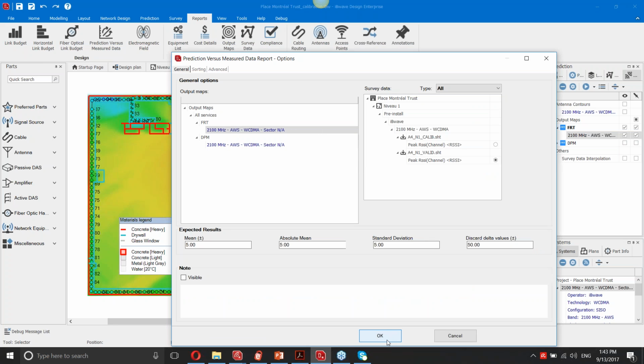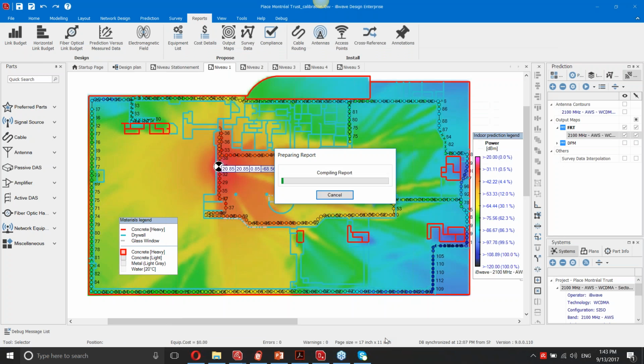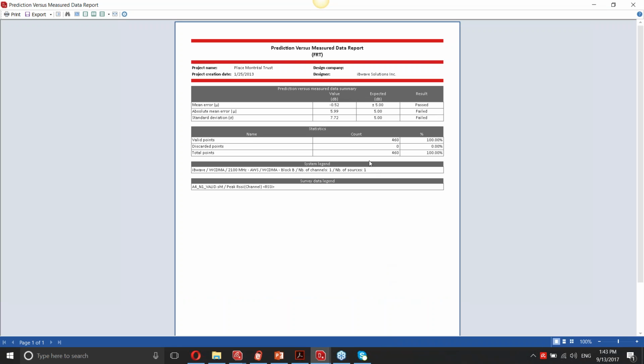Remember, we had 8 and 9.5 as values. So now, instead of 8, I have 6 as a mean error. Instead of 9.5, I have 7.7. I have improved about 2 dB for absolute mean error and standard deviation. And this is standard. This is what you would expect, between 1 and 3 dB improvement once you do calibration. So the value of calibration is basically you get more accurate prediction, which is what you would expect.